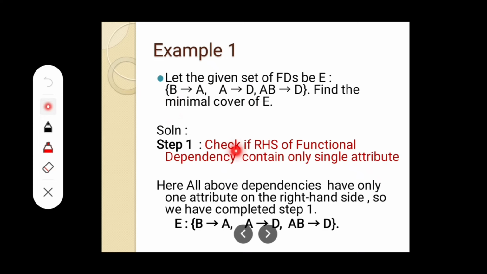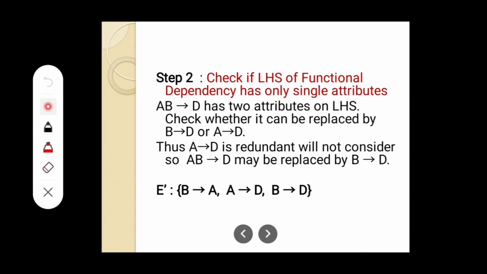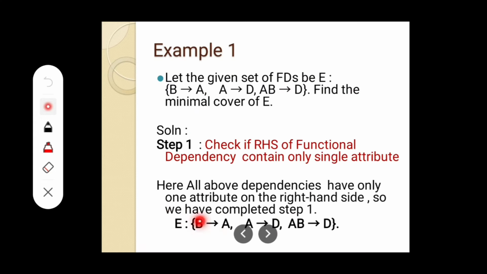Step 1 is to check if the RHS of each functional dependency contains only a single attribute. So here all the functional dependencies have only one attribute on the RHS. So we have completed step 1. We don't have to do any operation in step 1. After step 1, the functional dependency set will again be like this. In this functional dependency set after step 1, we are going to apply step 2. Clear?